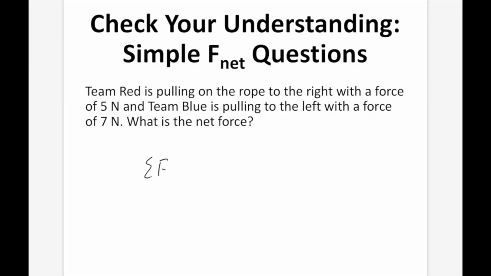So the net force, if we assume that right is positive, is going to be plus 5 plus negative 7, which is going to equal negative 2. Since we said right was positive, the Fnet is going to equal 2 newtons to the left.